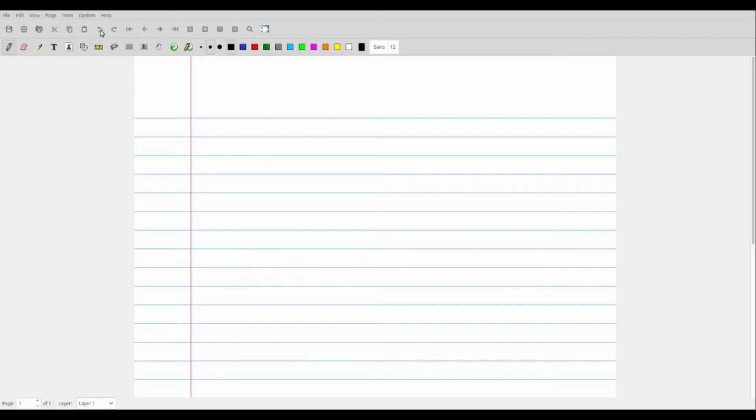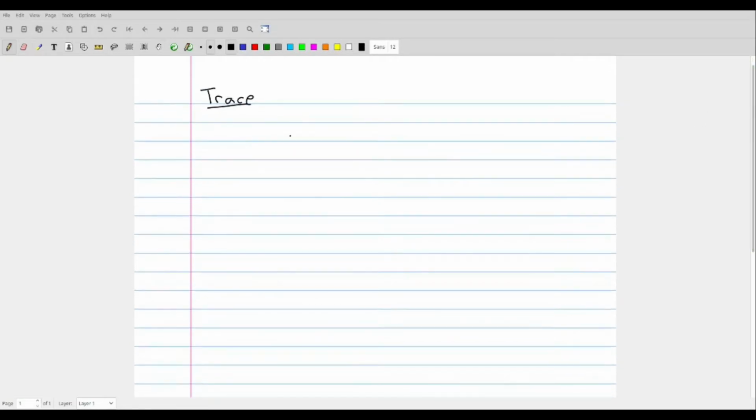So what is a trace? It's the first thing we have to define. And I'll write down the definition in words, and then we'll go through and see a couple different examples.